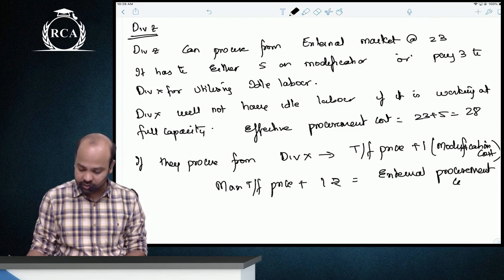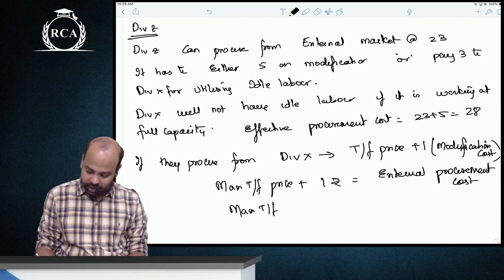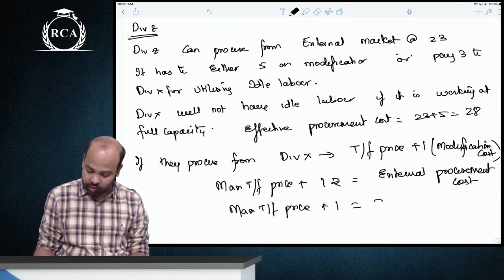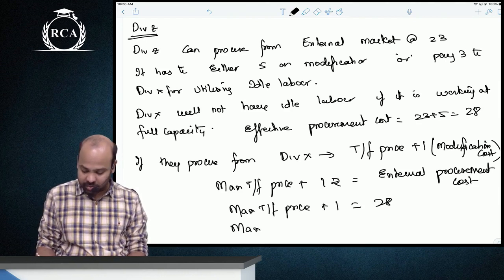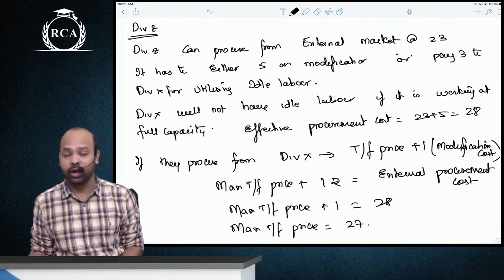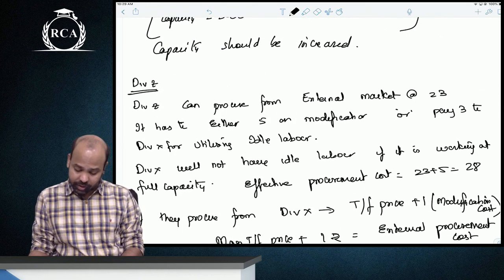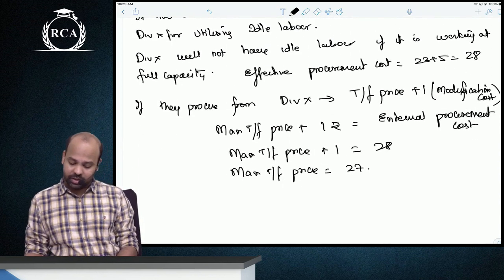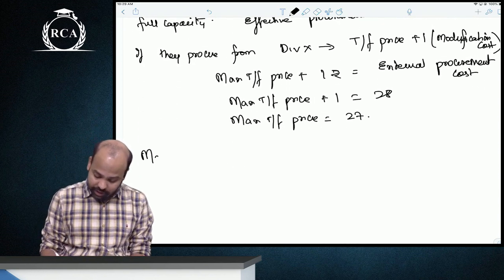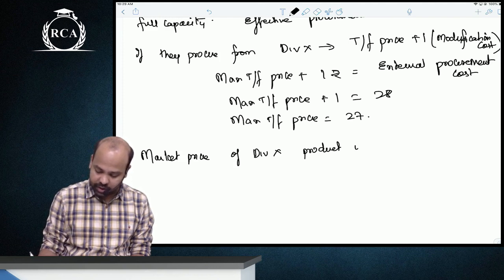Yes or no? Yes, sir. In this process, you will know that maximum transfer price plus that 1 rupee is equal to 28. You will get a maximum transfer price of 27 rupees. Correct, sir. Maximum transfer price here would be 27 rupees. So once we realize this, do not forget, the market price of division X product is 25 rupees only.